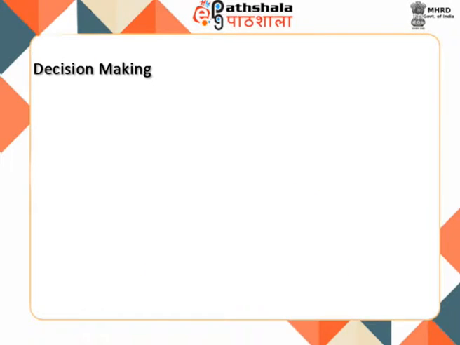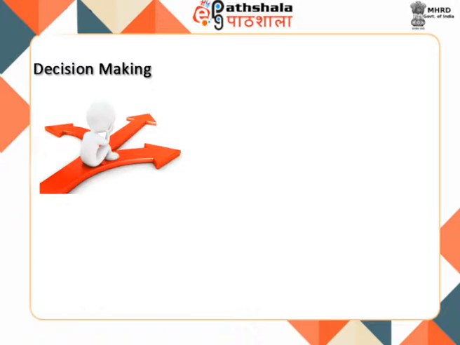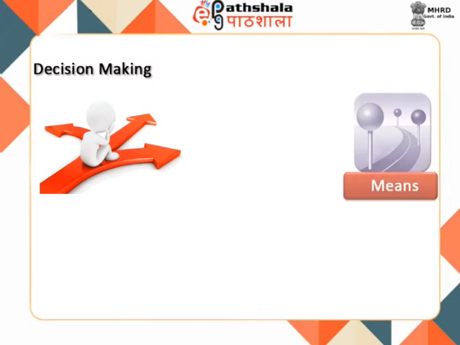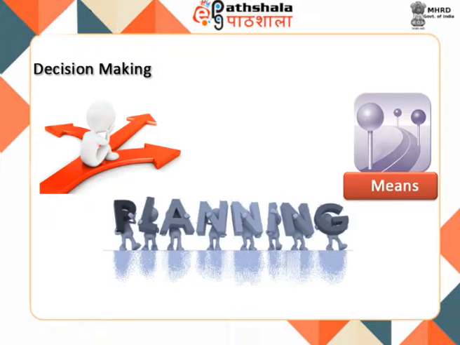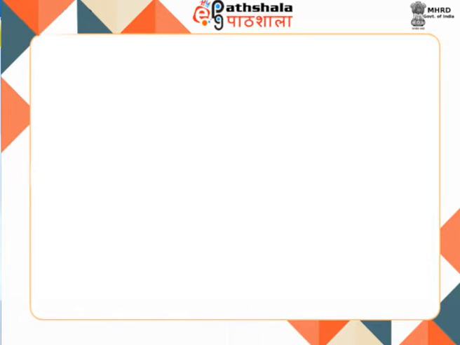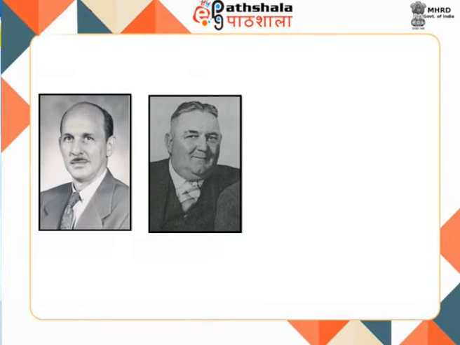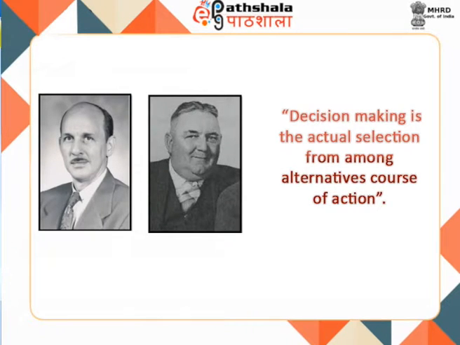Let us begin with the concept of decision making. To decide is to select an alternative out of various alternatives. A decision may relate to an end or means or both. Decision making is in the form of planning. According to Kuhns and O'Donnell, decision making is the actual selection from among alternative courses of action.